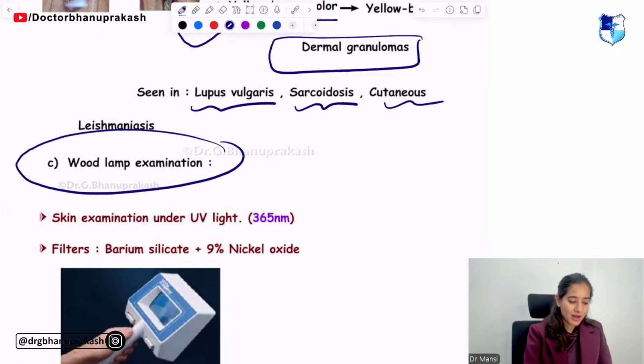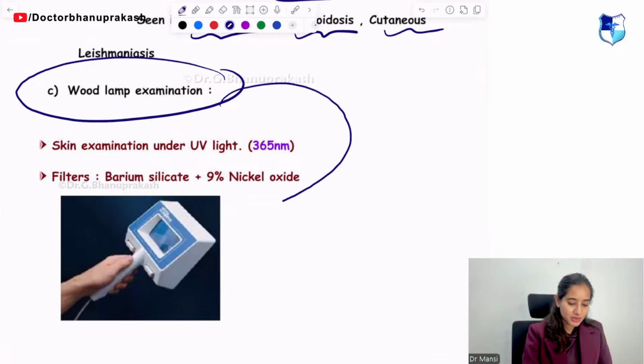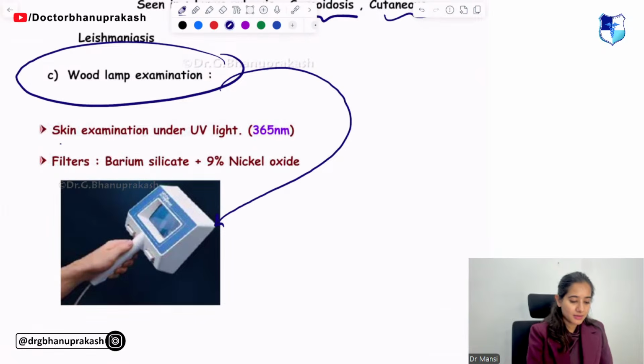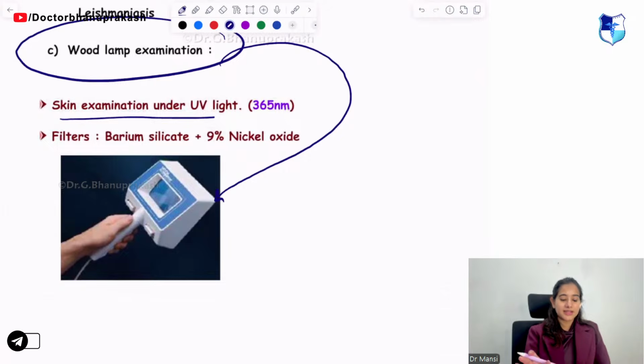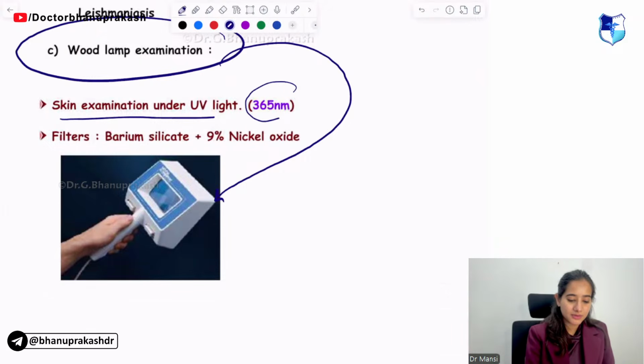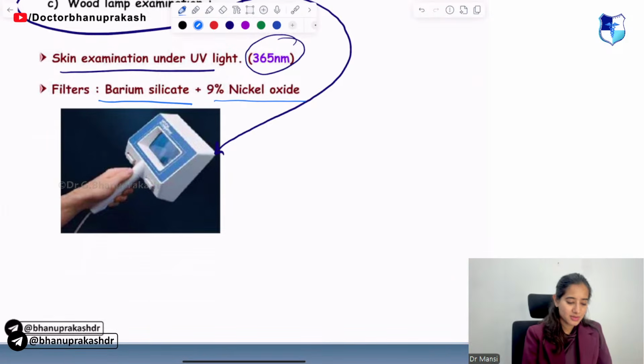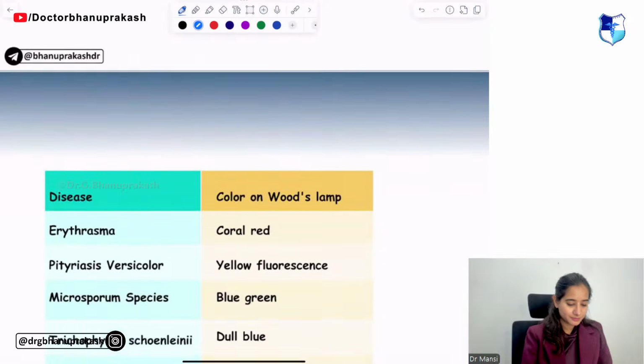Last, which we have to know, is Wood's lamp examination. This is a Wood's lamp. Sometimes they can just give you an image and ask what this is. It is a Wood's lamp. In this examination, the skin is examined under UV light, and the wavelength is 365 nanometers. The filters used are barium silicate and 9% nickel oxide. They will probably just ask you the image.